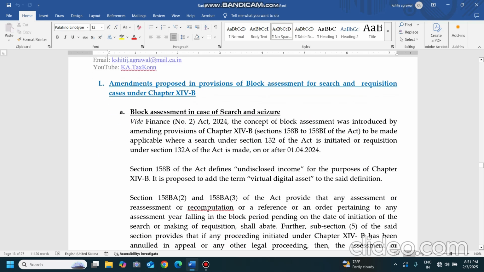Coming to the changes made in the assessment, we know that according to Finance Act 2024, a lot of changes were made in section 14B. A new revamped section was introduced from section 158B to 158BI in case of search initiated under section 132 or requisition made under section 132A, which was effective from 1st April 2024. It means for any search or requisition made after 1st April 2024, this new section 158B to 158BI was applicable.